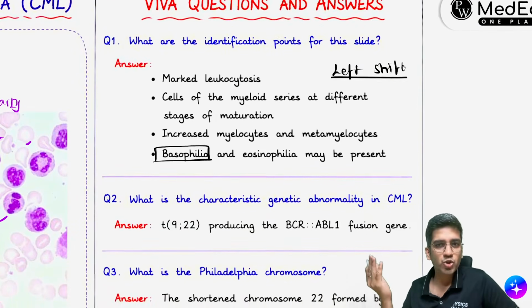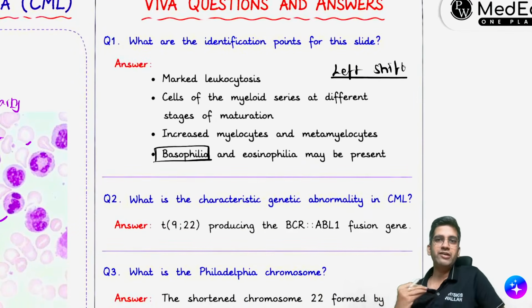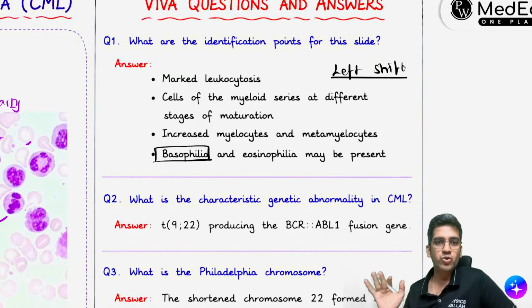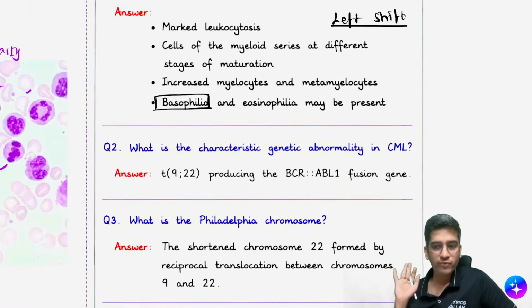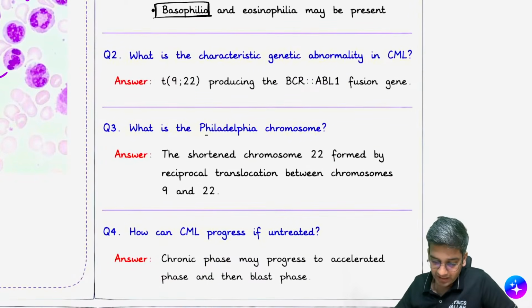They will definitely ask you about this chromosome, and I'm sure this is one chromosome you will never forget throughout life. That's translocation 9;22, the BCR-ABL1 fusion gene, fine? So what is the Philadelphia chromosome?